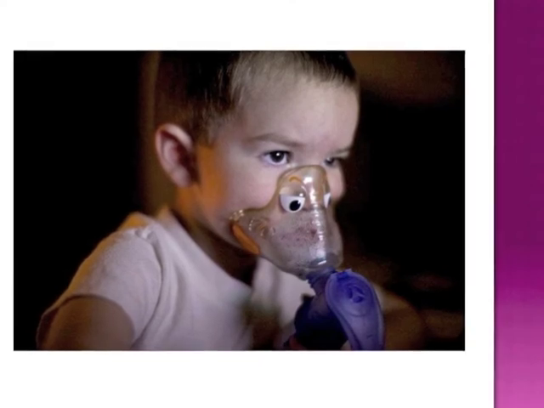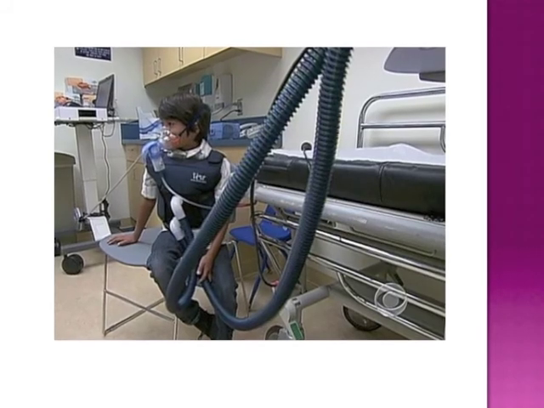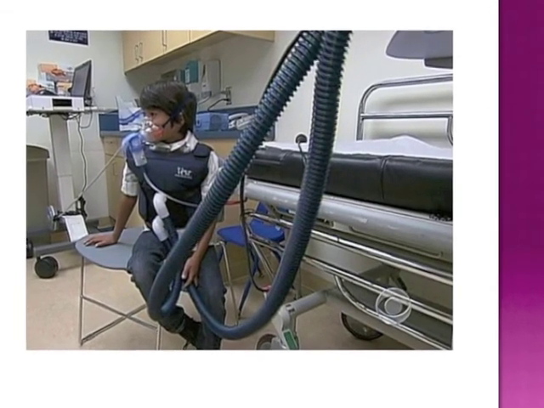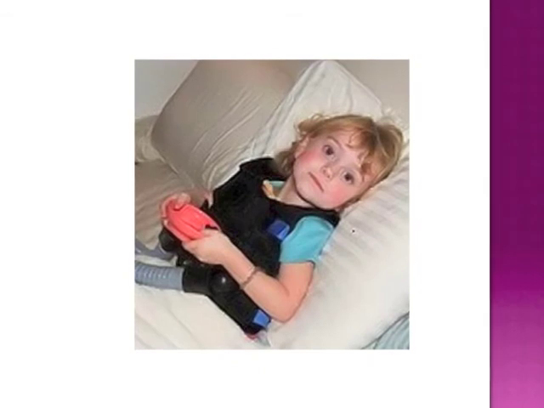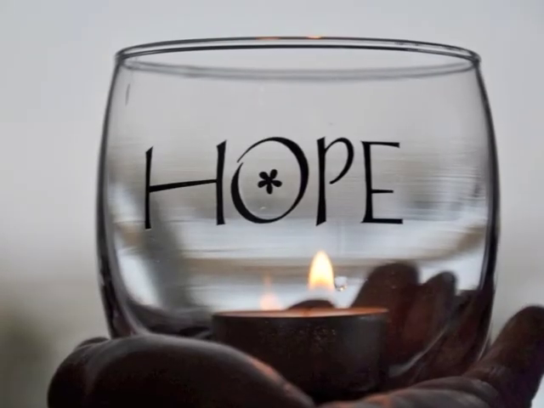About 1 in 3,500 babies are born with CF each year in the United States. CF affects all racial and ethnic groups, but is more common among Caucasians. An estimated 30,000 people in the United States have the disease. But there is still hope.